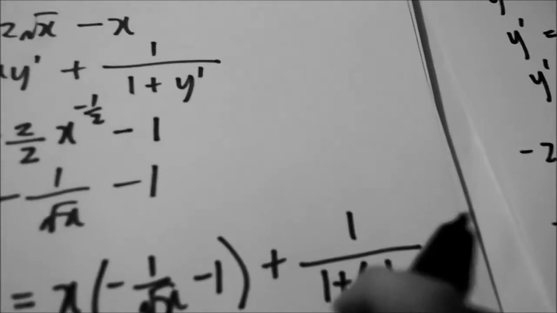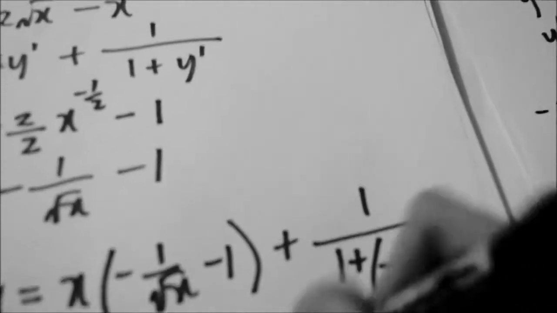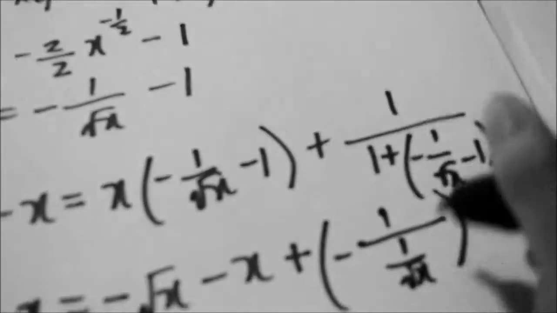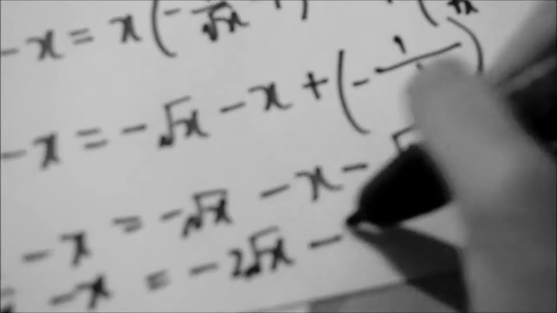this is just equal to negative square root of x minus x plus 1 minus 1, 0, so we have -1 over square root of x, so this is equal to -1 over square root of x, or -2 square root of x minus x equals square root of x minus x minus square root of x, or 2 square root of x minus x equals -2 square root of x minus x, which proves that this equation is one of the solutions of the differential equation y equals x y prime plus 1 over 1 plus y prime.